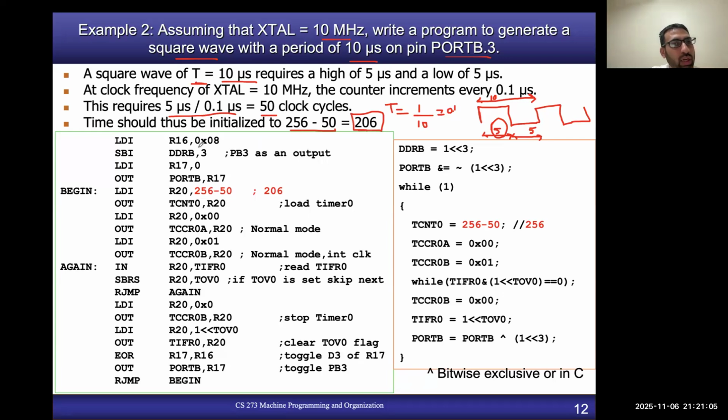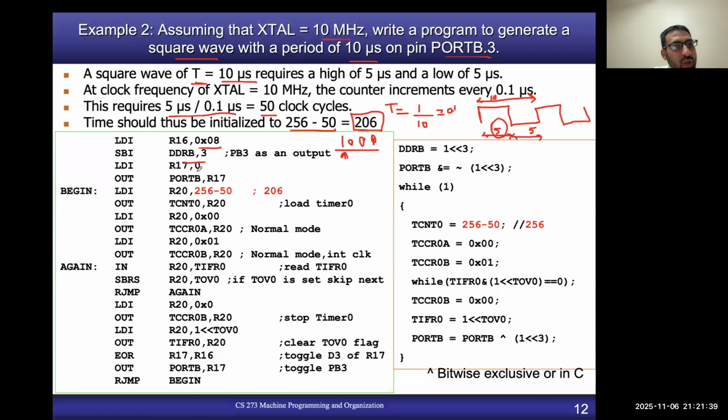So we are putting 08 in R16. Why are we doing that? Because we will be writing this on port B, and remember we want the output on port B pin 3. So 08 is 0, 0, 0, 1, right? That's why on PB3 we will have the output of 1 initially. So we are configuring PB3 as an output pin.